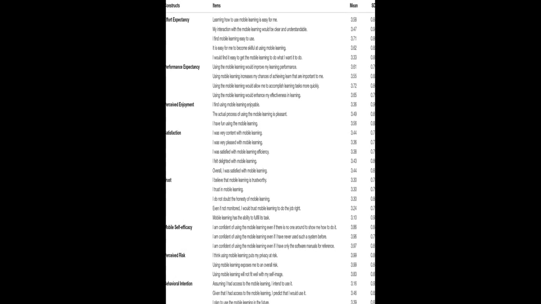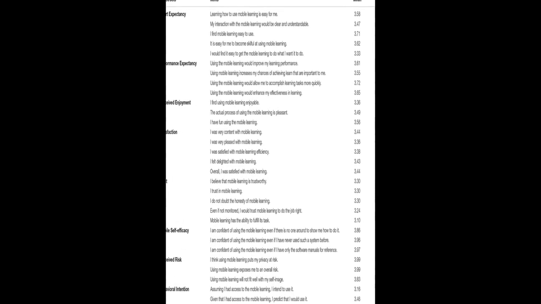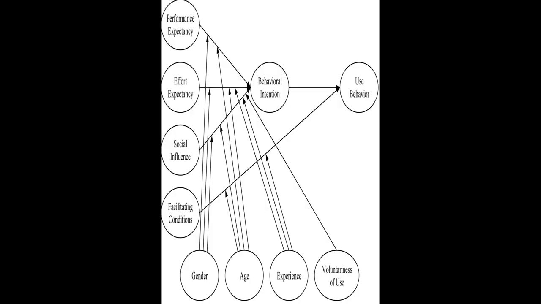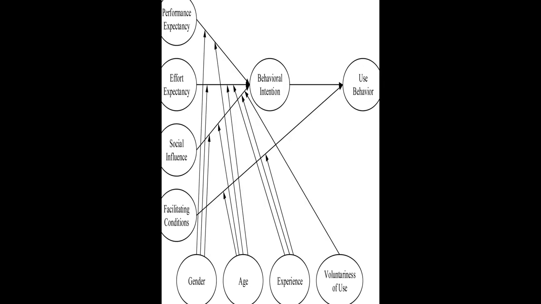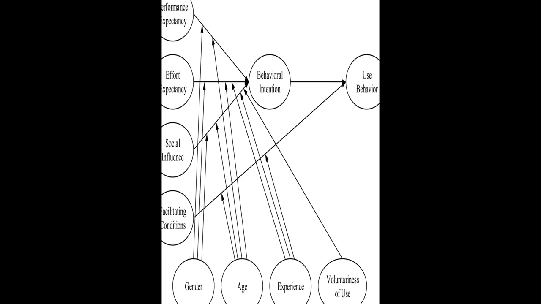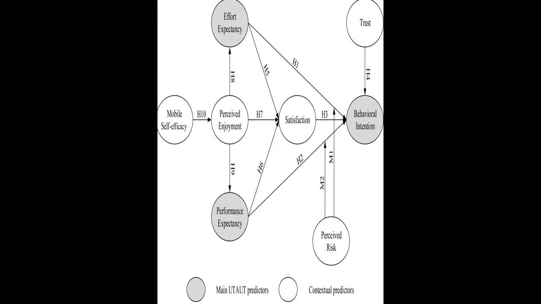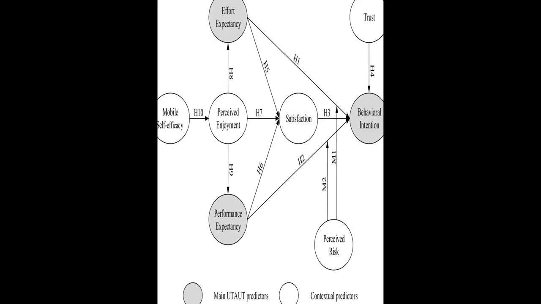This study developed and tested a model to predict factors affecting students' behavioral intentions toward using mobile learning, or mLearning, from the perspective of consumers, applying the extended unified theory of acceptance and use of technology, UTAUT, model with additional moderators such as perceived enjoyment, mobile self-efficacy, satisfaction, trust, and perceived risk.